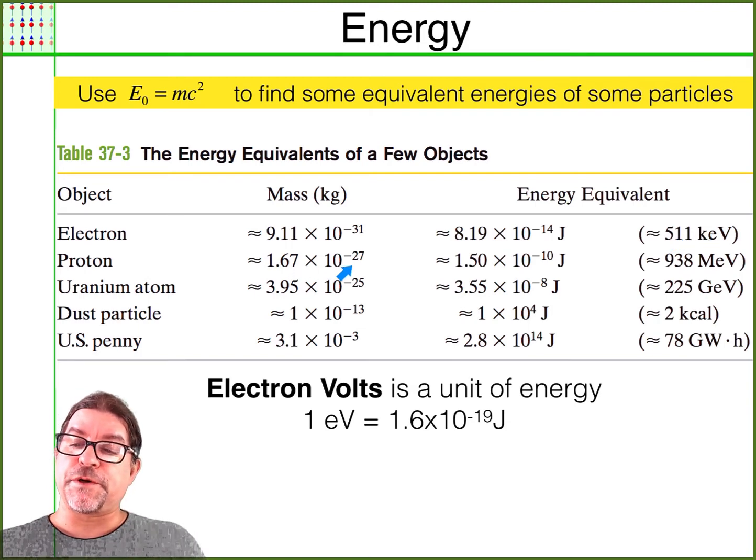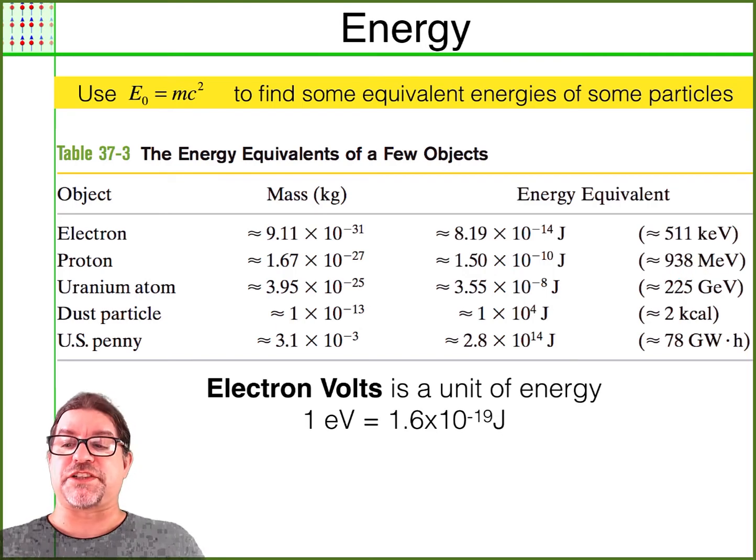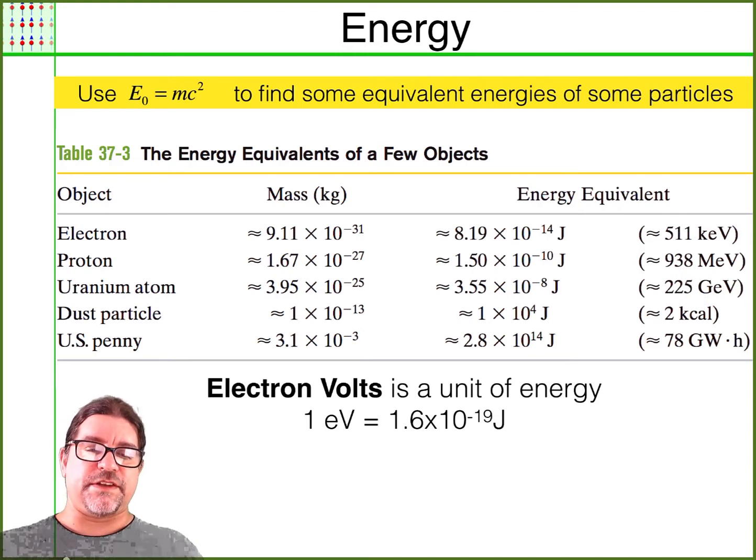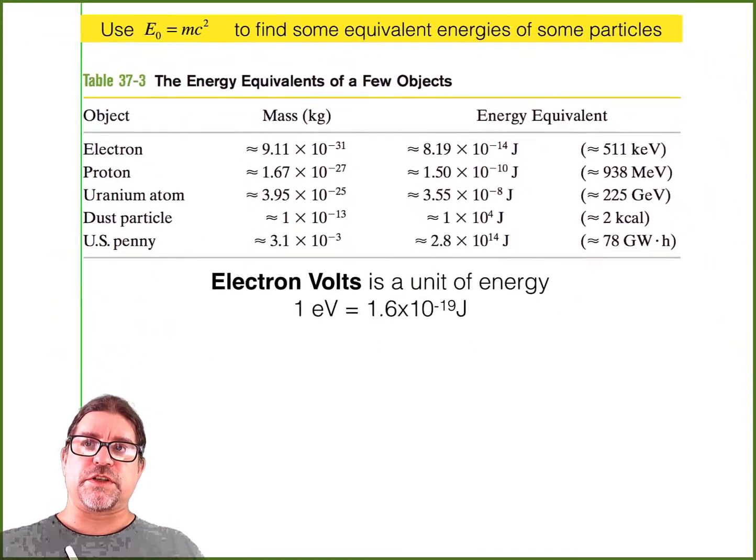A proton has an energy of about 938 mega electron volts. A uranium atom, 225 giga electron volts. So this is just to give you an idea of the energy equivalent of a few of these things. So I thought I would just do one of them real quick just to give you an idea.